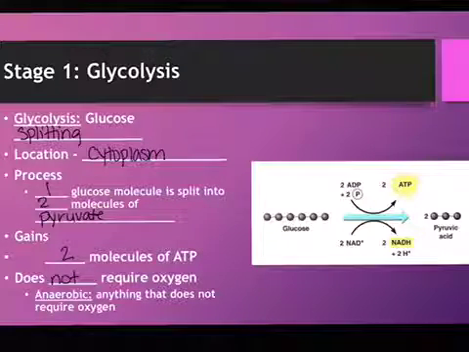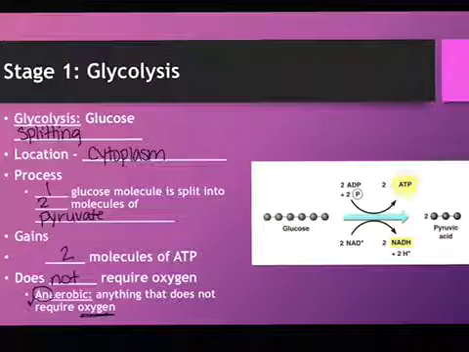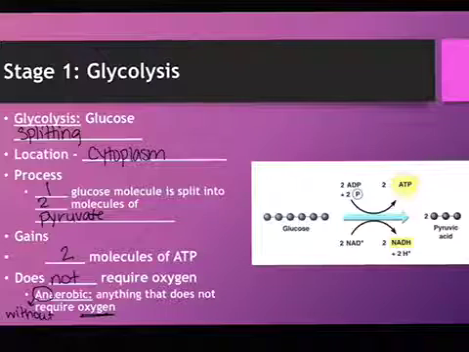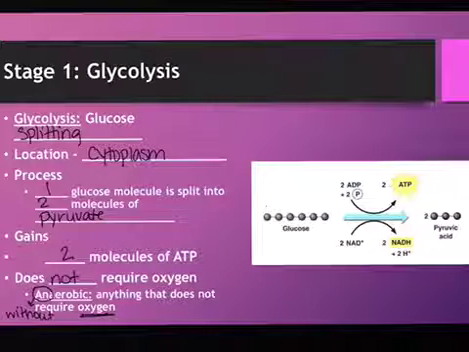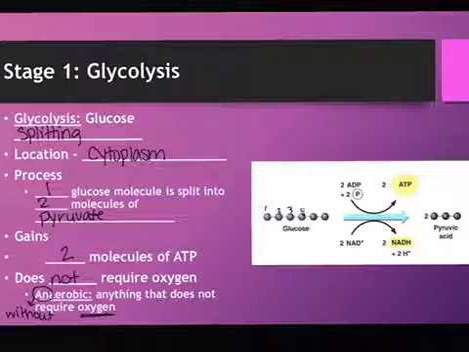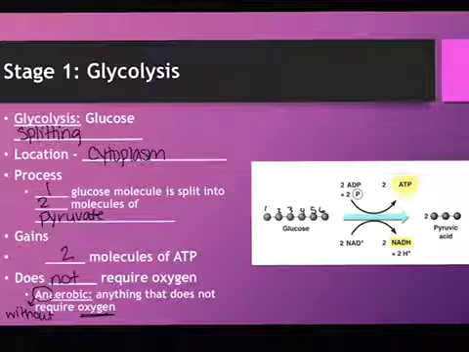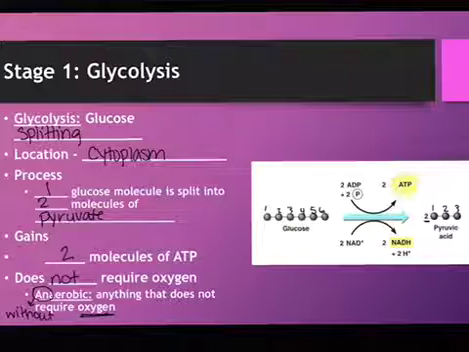So any process that doesn't require oxygen is called anaerobic. The prefix "an" means without. So in this case, anaerobic means without oxygen. One thing to notice is that our glucose has 6 carbons. So 1, 2, 3, 4, 5, 6. And then pyruvate, or pyruvic acid, they're the same, has only 3, but we made 2 of those.